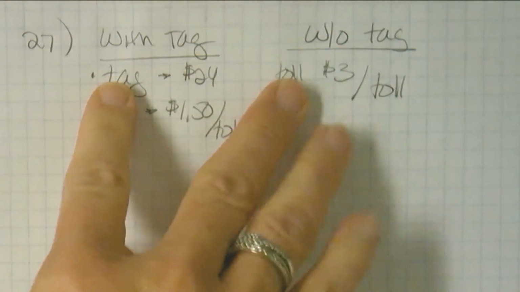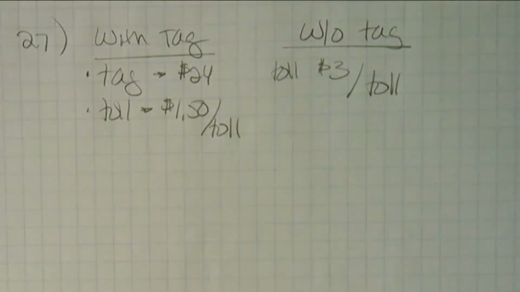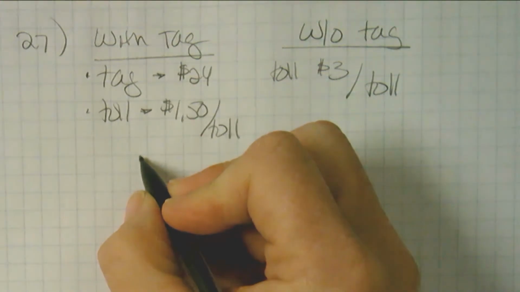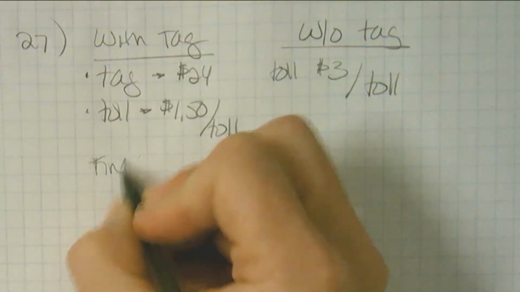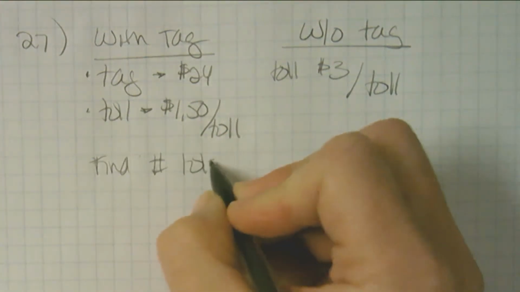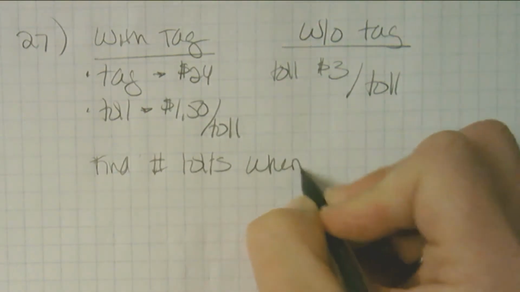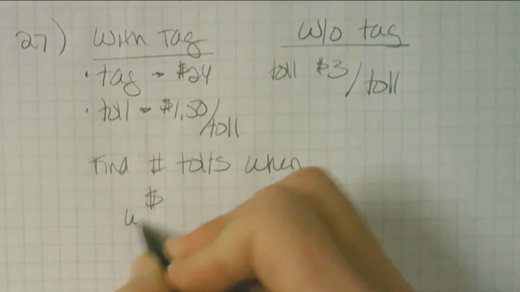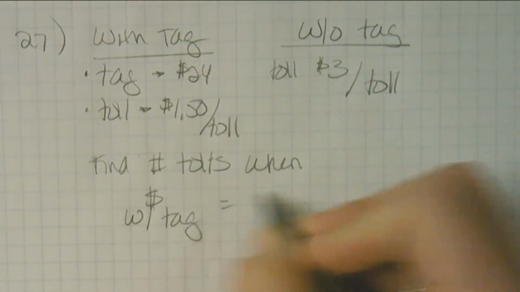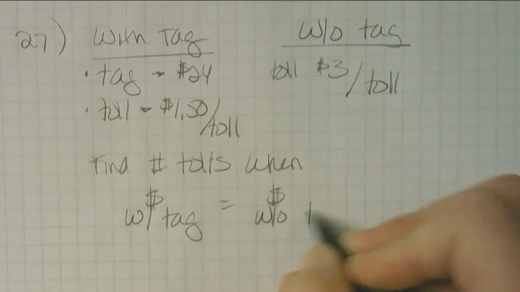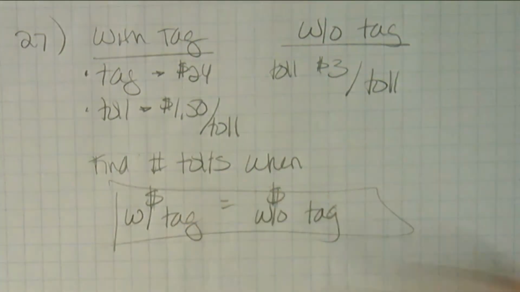Well, I have a situation here where I have cost with a tag, cost without a tag. So let's read the rest. It says, how many times will you have to use the tag to pay for the tolls in order for the cost to be the same as without? All right, so what we want to know is the number of tolls when the cost with tag equals cost without tag. There is my general game plan.